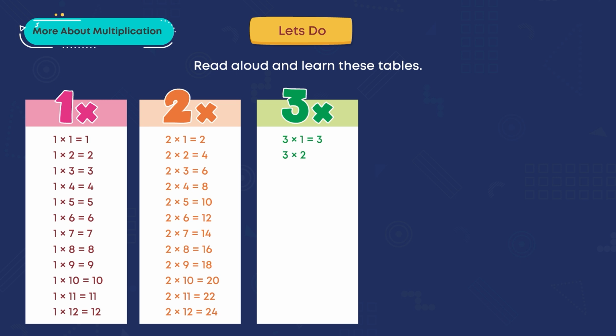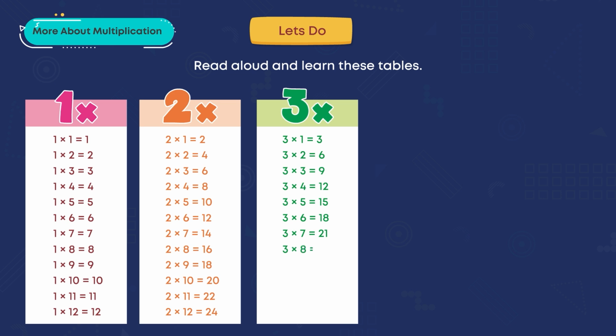3 times 2 equals 6. 3 times 3 equals 9. 3 times 4 equals 12. 3 times 5 equals 15. 3 times 6 equals 18. 3 times 7 equals 21.